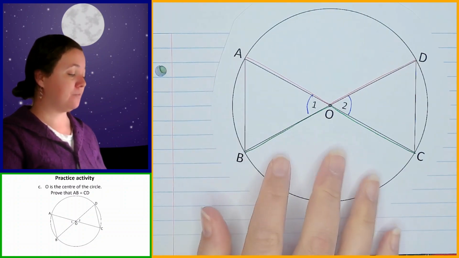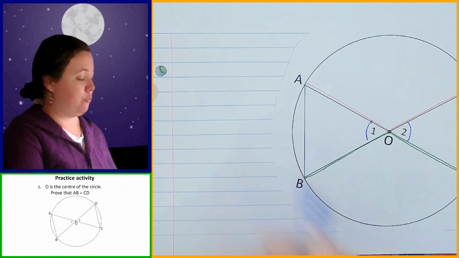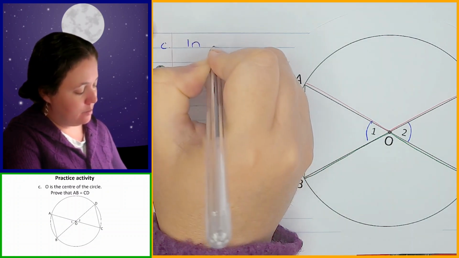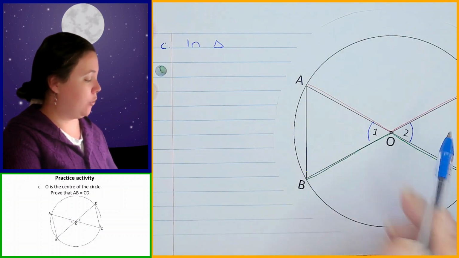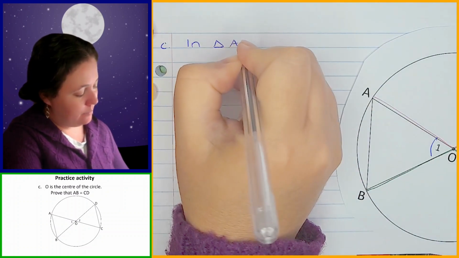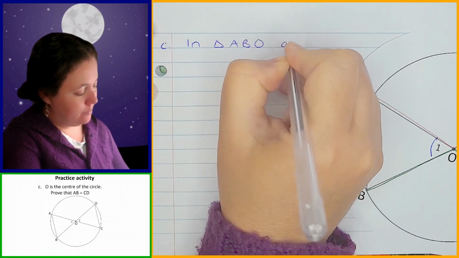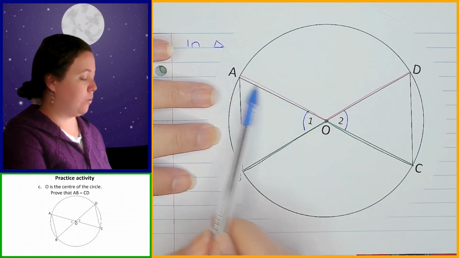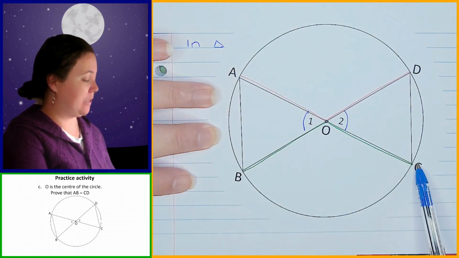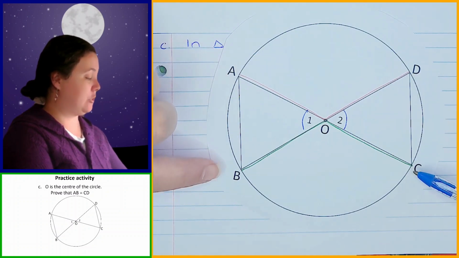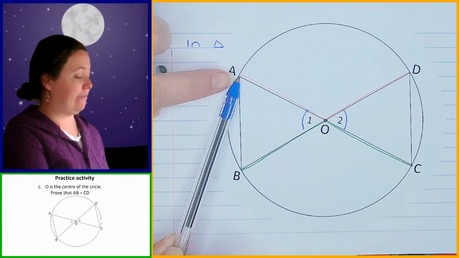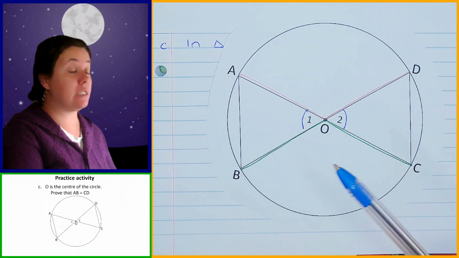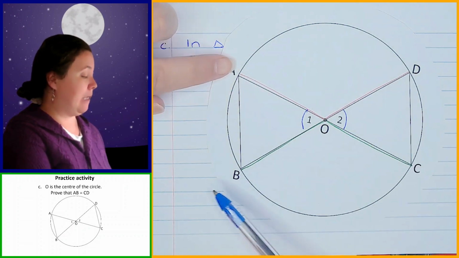Okay, so now I'm going to go and start my proof. So I start by saying in triangle ABO, and triangle. Now, because I'm choosing to work with these sides together and these sides together, I'm going to say that these two match and these two match. If I was choosing to do it the other way, if I was choosing to say this one goes with that and this one goes with that, because I could, because they are still equal to each other, then I would have it the other way around.